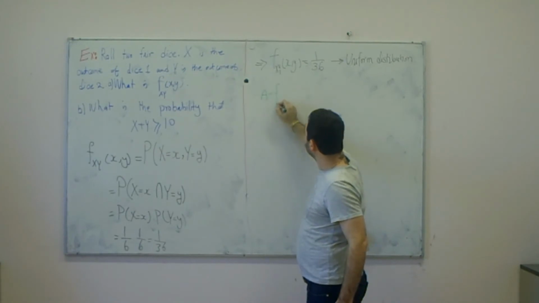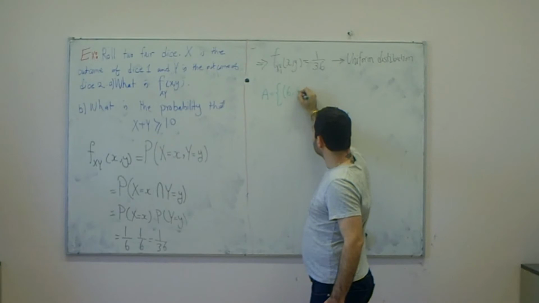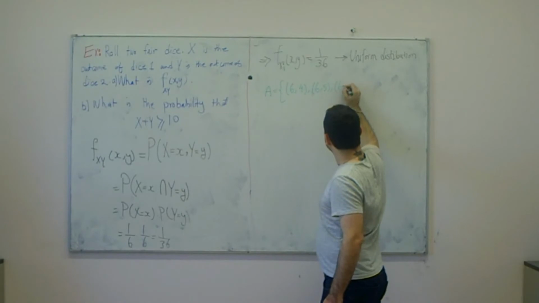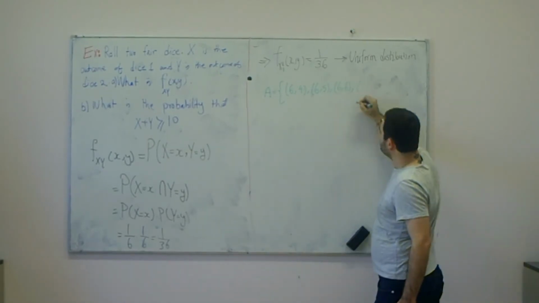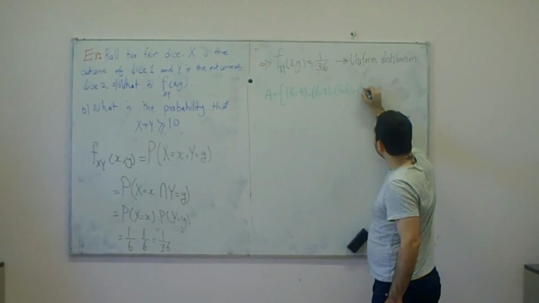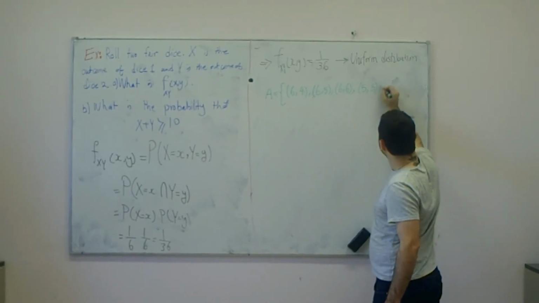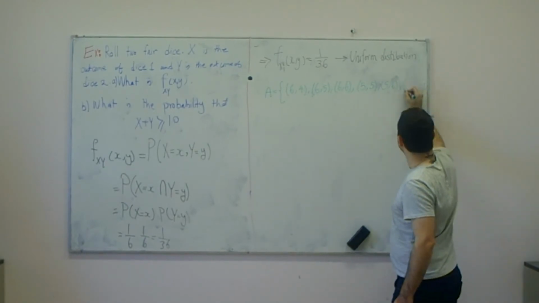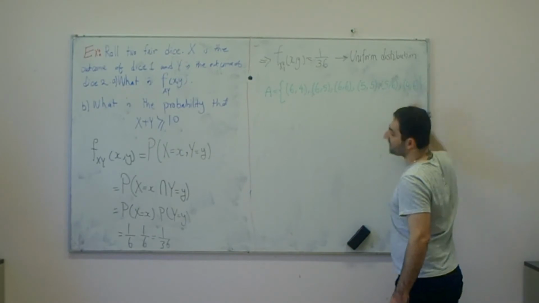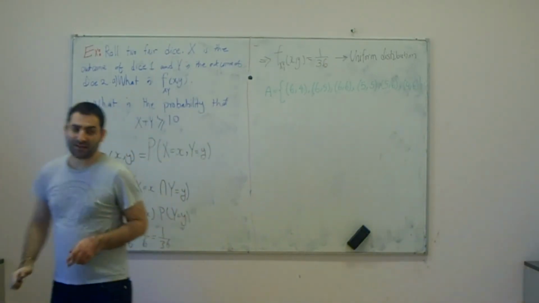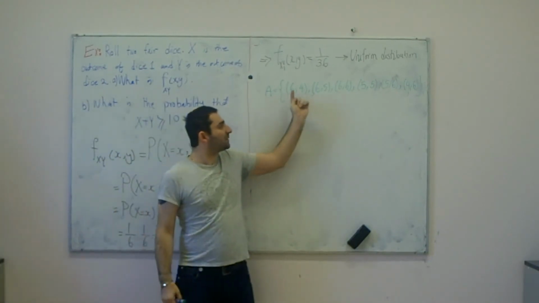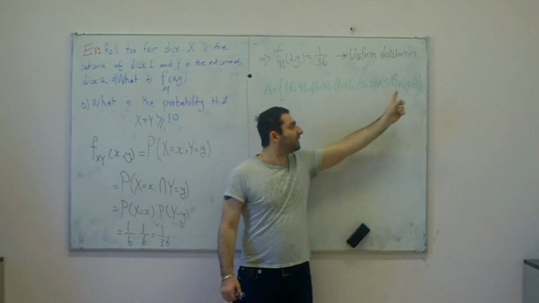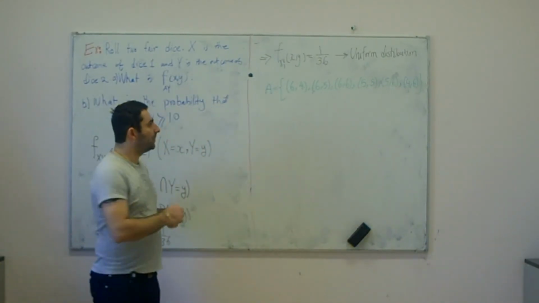What is the value of A? If we have 6, 4; 6, 5; 6, 6; if I have 5, 5; 5, 6; if I have 4, 6, they are the only possibilities that I can have. The first line is 6, so the next one can be 4, 5, 6. If this is 5, the next one can only be 5, 6. If this is 4, the next one is 6.